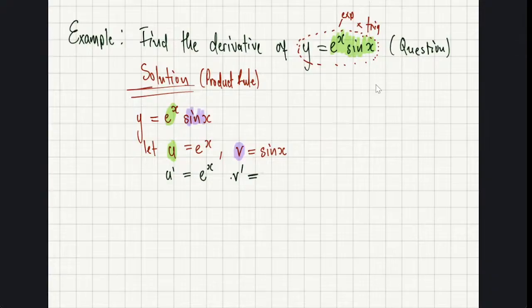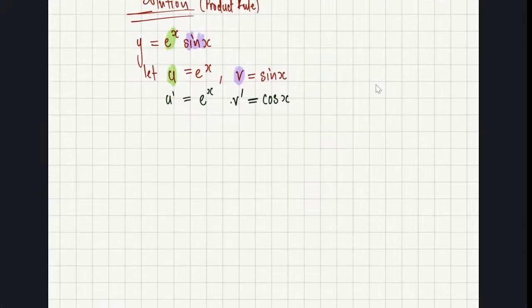It's cos x. So here you say cos x. Okay? You have to know the derivative of e to the x, sine x, cos x. You should be good with your table. Good. So I'm happy. You differentiated them individually very well. Now do the product rule.